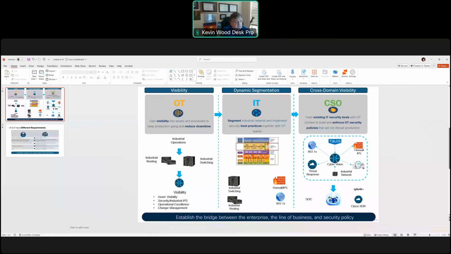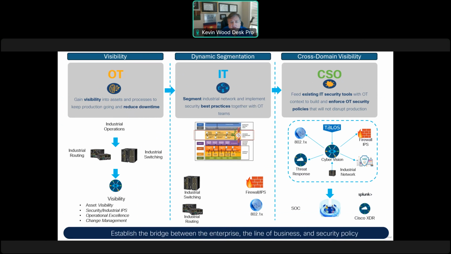So I've got a couple of basic slides here that I'm going to put up, and let's talk through those as we go. You'll see this in further conversations that I have, but I'm going to talk about three pillars of this journey. The first being visibility, the second being dynamic segmentation, and the third being cross-domain visibility.